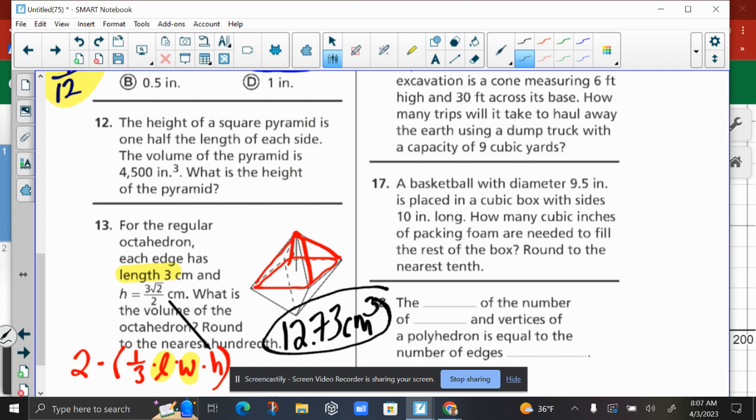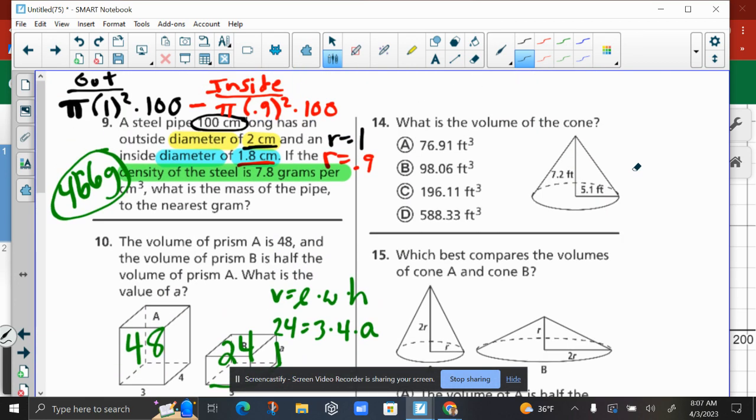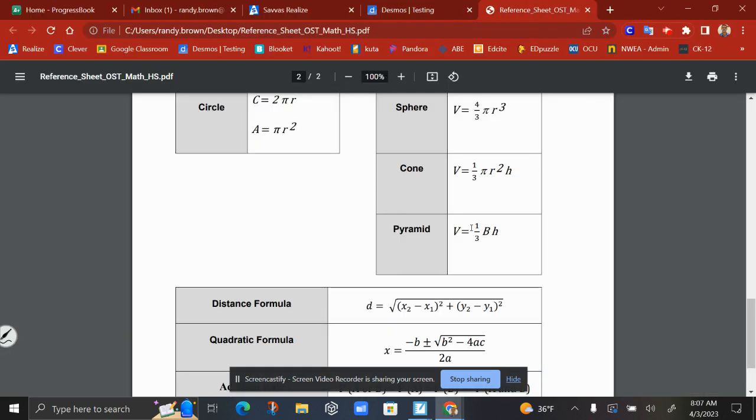Centimeters cubed. That's the answer there. Last couple here. What is the volume of the cone? Cone formula, 1/3 pi r squared h.